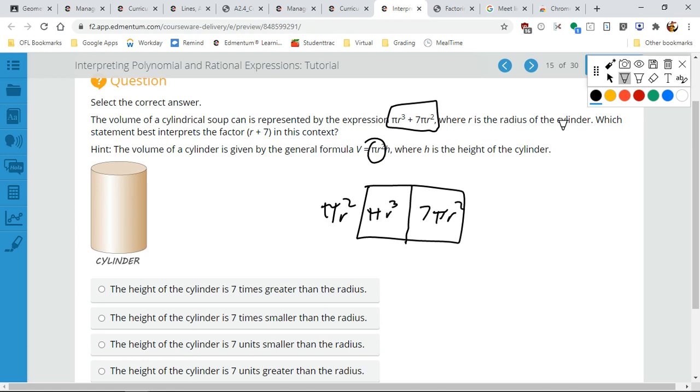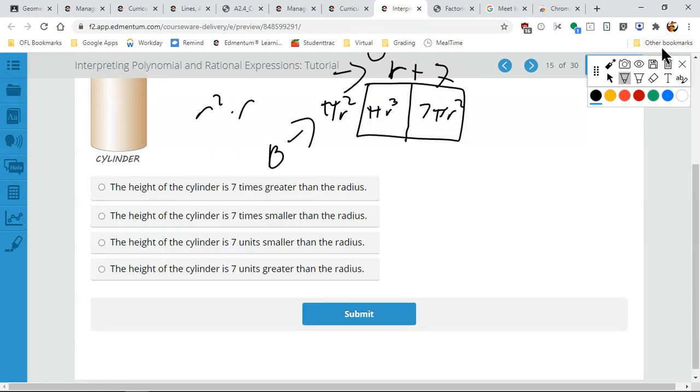Well, I know there's a pi, so I don't have to multiply by pi, and there's an extra r. R squared times r equals that, so I'm going to put an r right here. Cool. This one, we're missing a 7, so we're going to do plus 7. So in other words, if this is our base, our height is the radius plus 7. So here we're going to say the height of the cylinder is 7 greater than the radius.